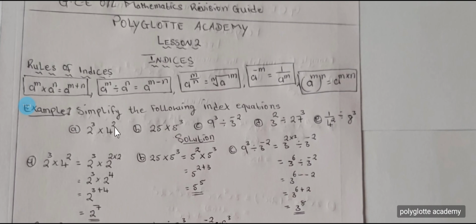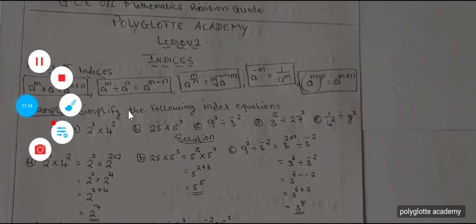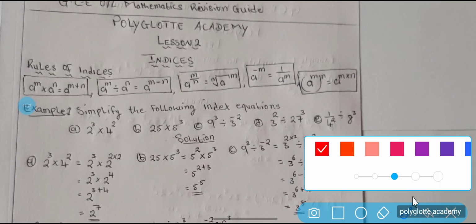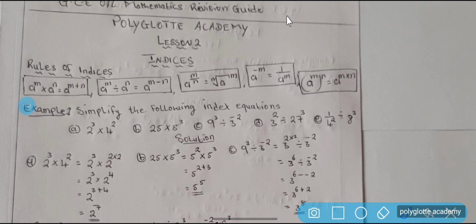This time around we are going to be using a different column. The D part says 3 to the power 2 divided by 27 to the power 3. So we have 3 to the power 2 divided by, I need to put 27 in this form. 27 in this form is 3 to the power 3.